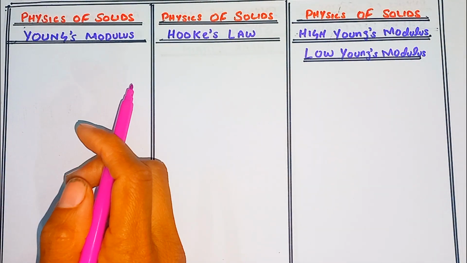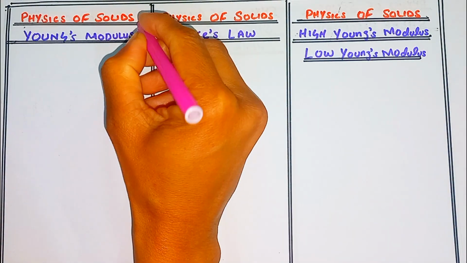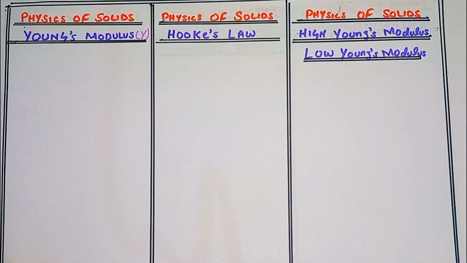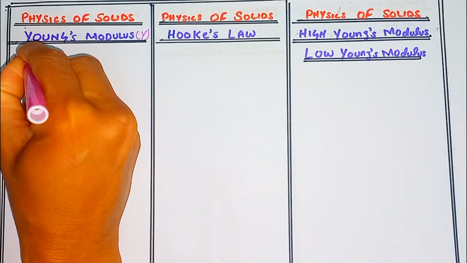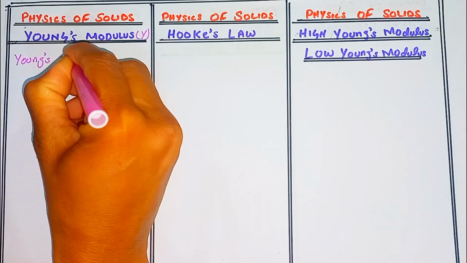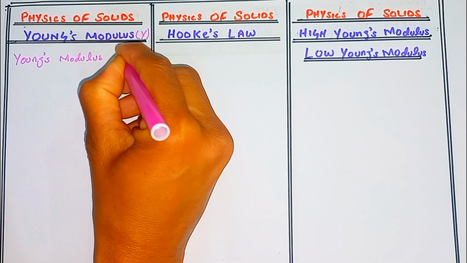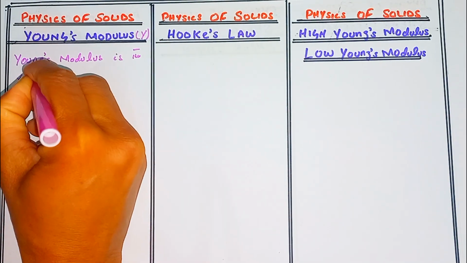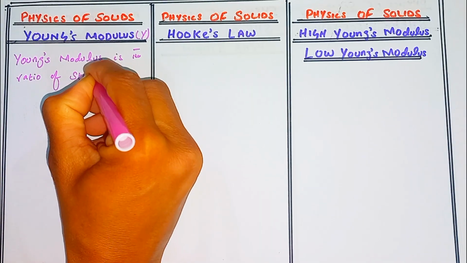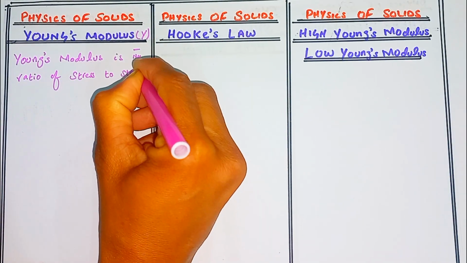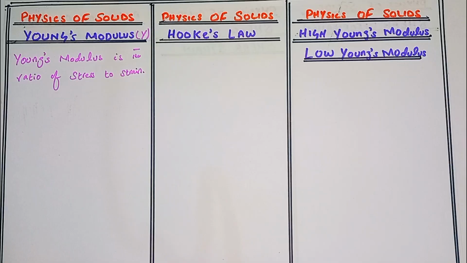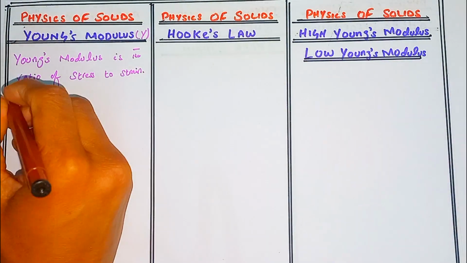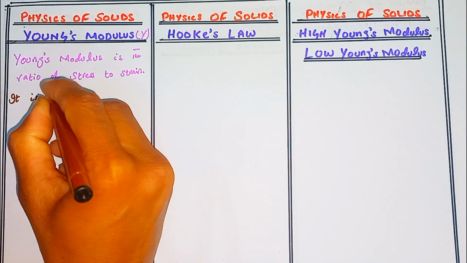We know that Young modulus is the ratio of the stress to strain, and Young modulus is always denoted by Y. So here we write that Young modulus is the ratio of stress to strain. It is denoted by Y.